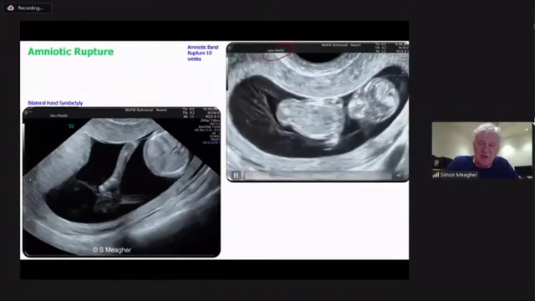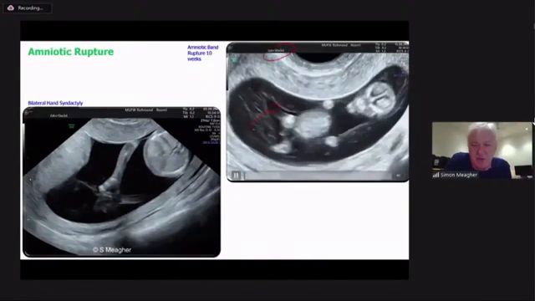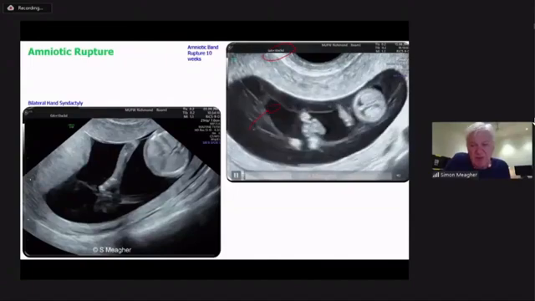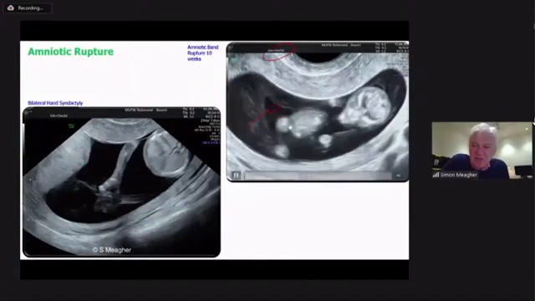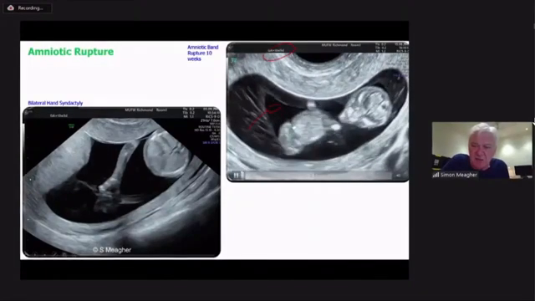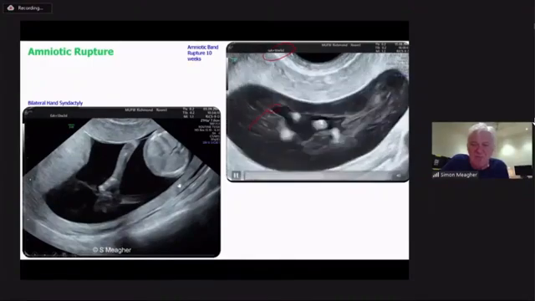You can see the volume of fluid inside the amniotic sac is reduced. It's like a burst balloon. But what you note by speeding up the cine loop is that every time the fetal arms move and the legs move, the membrane moves.